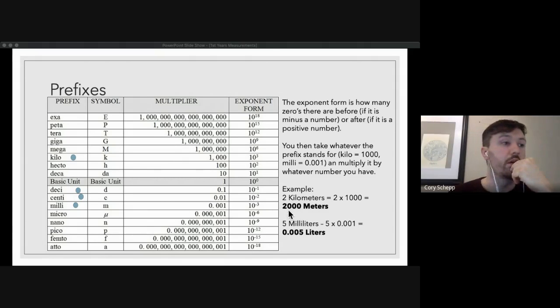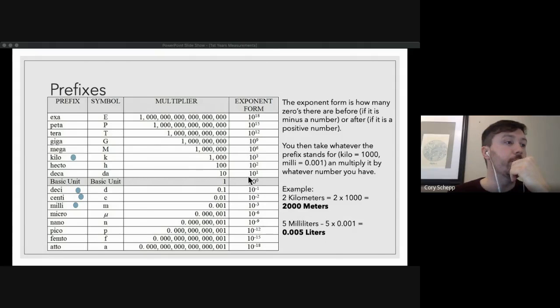Pretty straightforward. Same thing in liters. So if you have 5 milliliters, that is the number 5. So if you have 5 of them, multiplied by the prefix milli. So if we go over to our chart here, milli equals 0.001. Multiply that out, and that gives you 0.005 liters, okay?